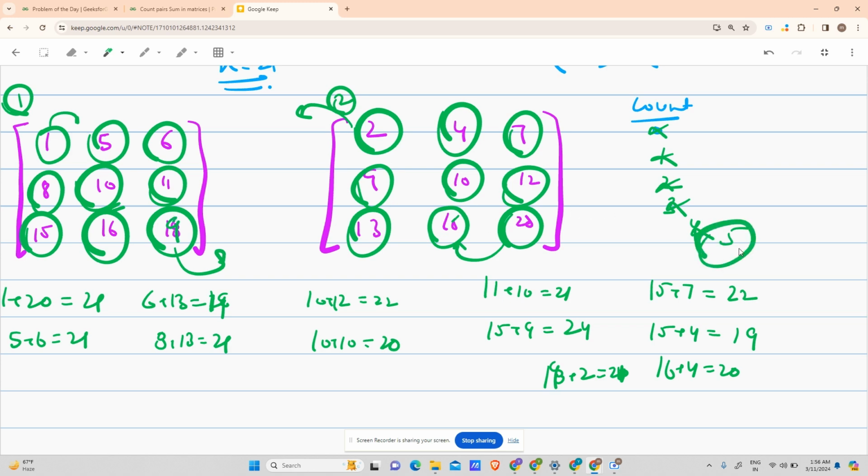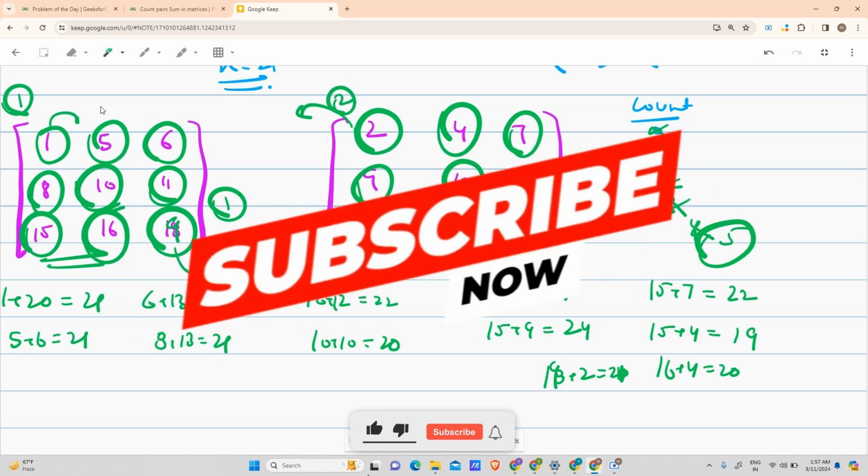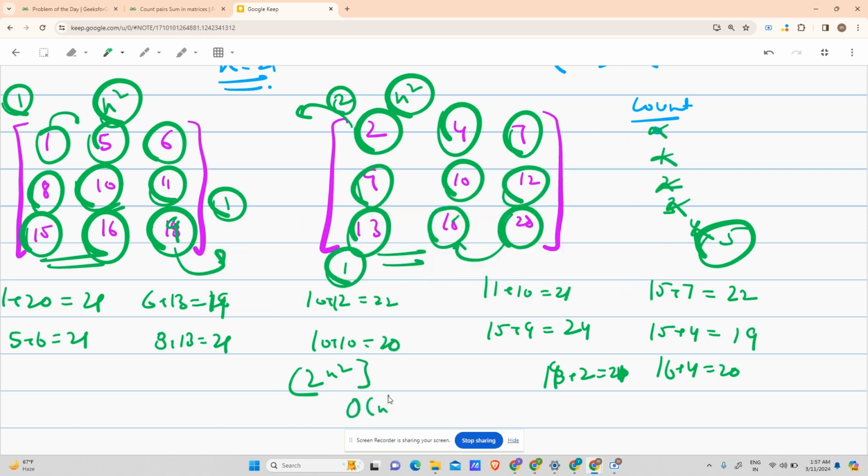Now, what is the time complexity? Great question. You see, we are traversing this matrix once and this matrix once. How many elements are present here? N square. And here? N square. So you are actually traversing only 2 times n square, no more than that. So time complexity is O of n square.